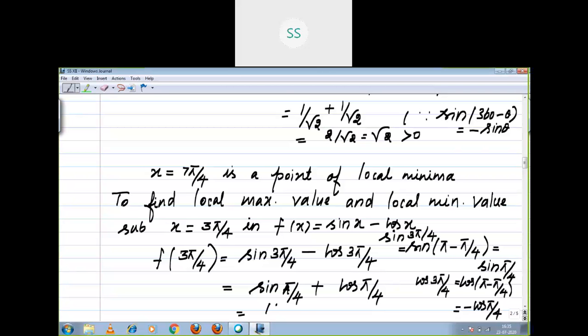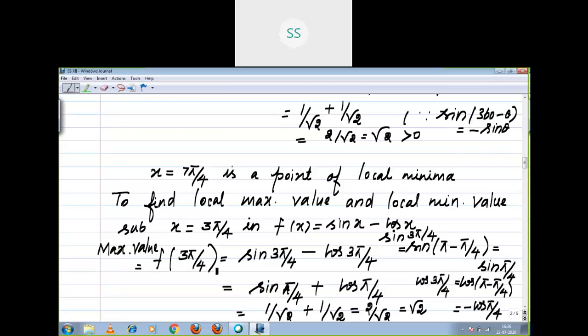Now you see, 1 by root 2 plus 1 by root 2, which is equal to 2 by root 2, which is equal to root 2, right? What is the maximum value? Root 2. You said when you substitute x equal to 3 pi by 4, the point is a local maxima. So local maximum value, what is it? Root 2. Local maximum value is root 2. Write it here: maximum value equal to root 2.